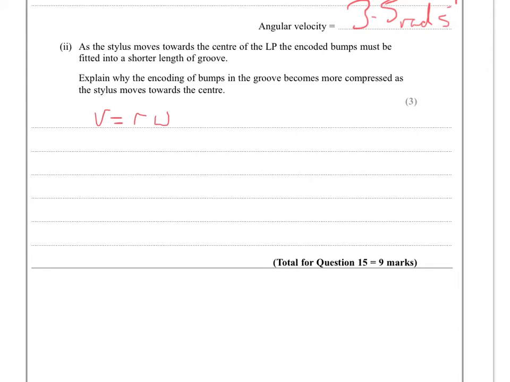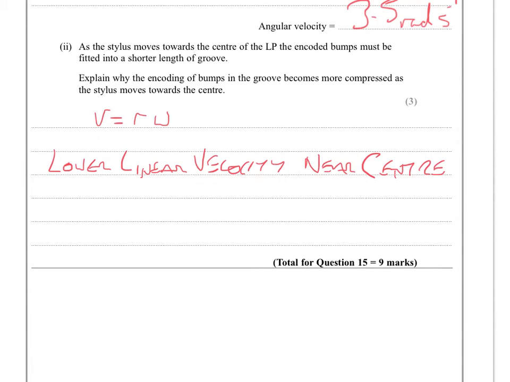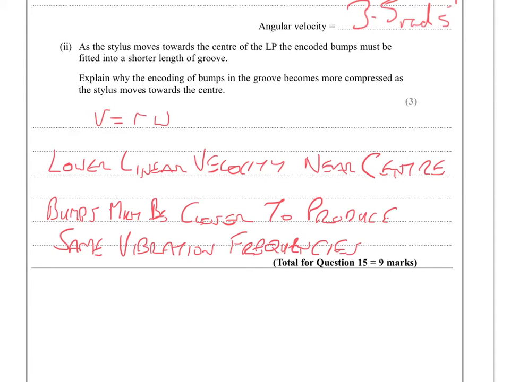So for small values of r, in other words close to the middle of the record, the linear velocity will be lower. So you've got a lower linear velocity near the center, and that means that in order to produce the same frequencies, the bumps need to be closer together than they do at the side. Because of this lower speed, as the groove comes past the stylus near the center, you have to put the bumps closer together to make the same vibration frequencies, and therefore sound frequencies.